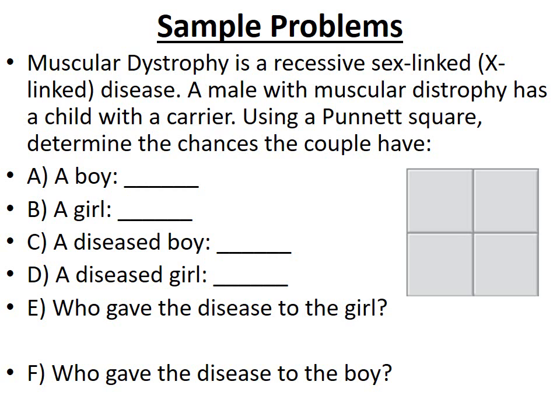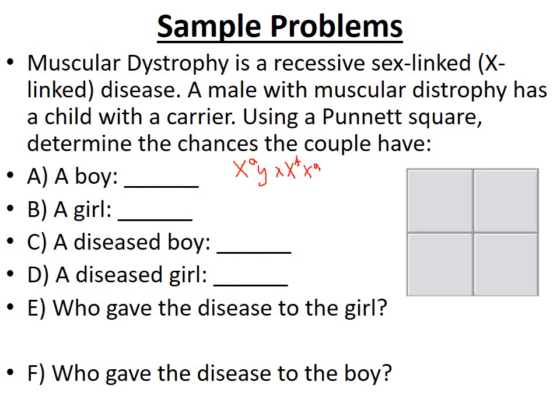A male with muscular dystrophy has a child with a carrier. Using a Punnett square, determine the chances that the couple have a boy, a girl, a diseased boy, a diseased girl, and who gave the disease to the girl, who gave the disease to the boy. So let's write down our cross. So we have somebody with muscular dystrophy, a male with muscular dystrophy, X little a, Y, and it's crossed with a carrier, a female carrier, so X big A, X little a.